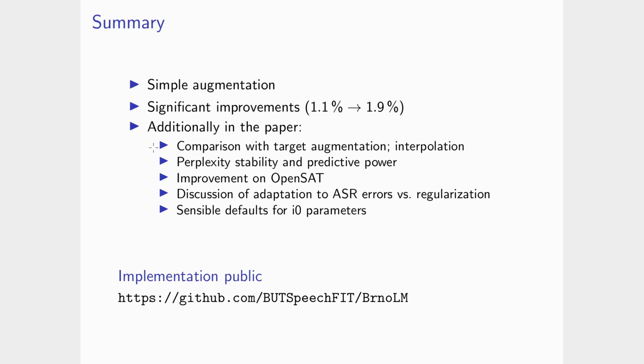Additionally, in our paper, we compare these input augmenting schemes with target augmentation. We discuss the stability and predictive power of perplexity under this augmentation scheme. We also show how this improved on different data, which is not so difficult. We discuss where these improvements come from. Is it just regularization, or do we really learn the distribution of ASR errors? And last but not least, we show sensible defaults for the input zerogram model so that anybody can just use it even for their language models.